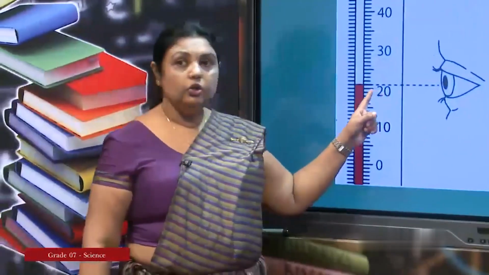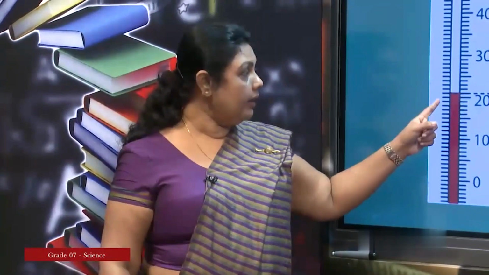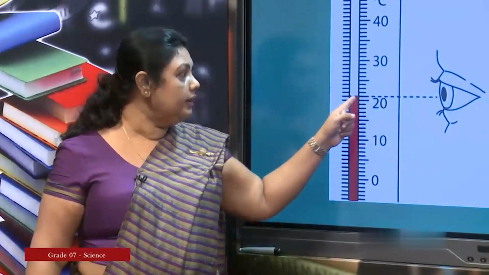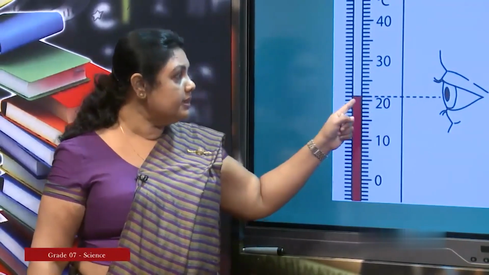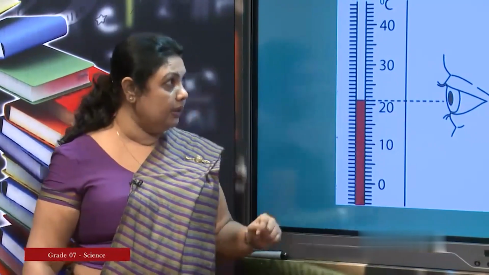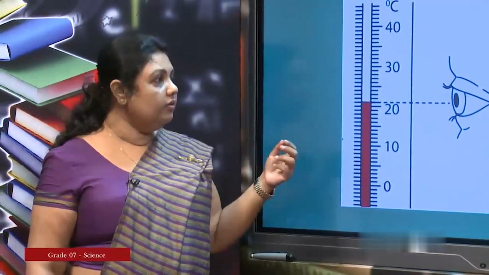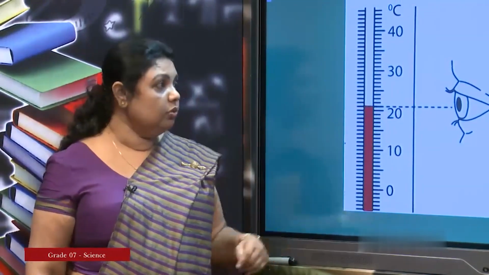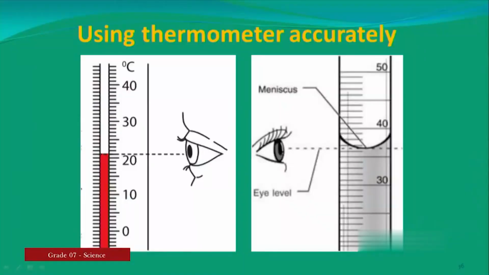That is what you can see here. At this point, you can see 20 degrees Celsius is always measured when the eye is kept here. So, the eye level should always be kept there when you read the thermometer. It is the same as the way you measure water in a measuring cylinder. You know how you measure it. You keep it on a stable surface and bring your eye level to the meniscus level.